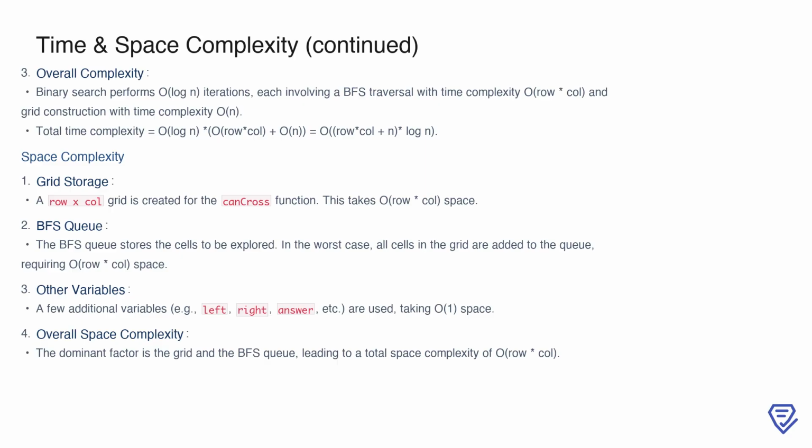Shifting to space complexity, the largest contributor is the row x col grid used in the canCross function, which takes O(row * col) space. The BFS queue also requires O(row * col) space in the worst case, as it may store all grid cells. Apart from these, a few auxiliary variables like left, right, and answer use O(1) space. Therefore, the overall space complexity is determined by the grid and BFS queue, resulting in O(row * col).